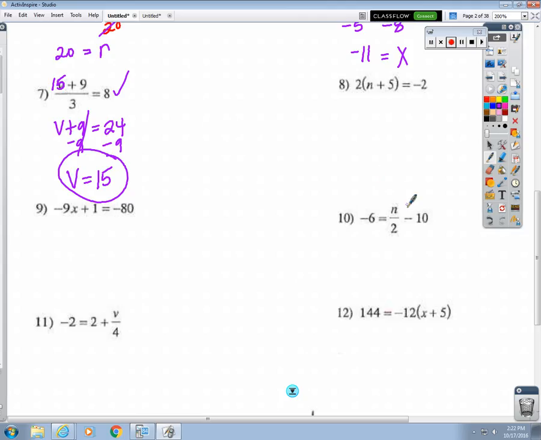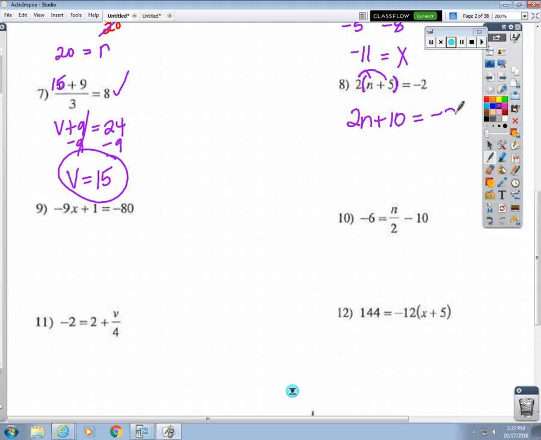Okay, number 8. What would you do first? You can't subtract 5 because, well, look, isn't that 2 touching with parentheses? So doesn't that mean the 2's being multiplied? Well, okay, I'm going to do it 2 different ways. First, I'm going to distribute it. I'm going to distribute 2 to the n and 2 to the 5, which would make 2n plus 10.